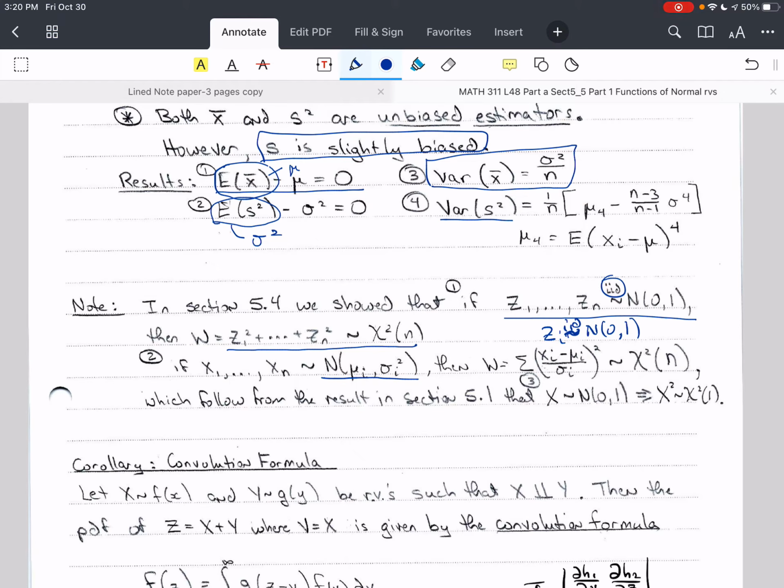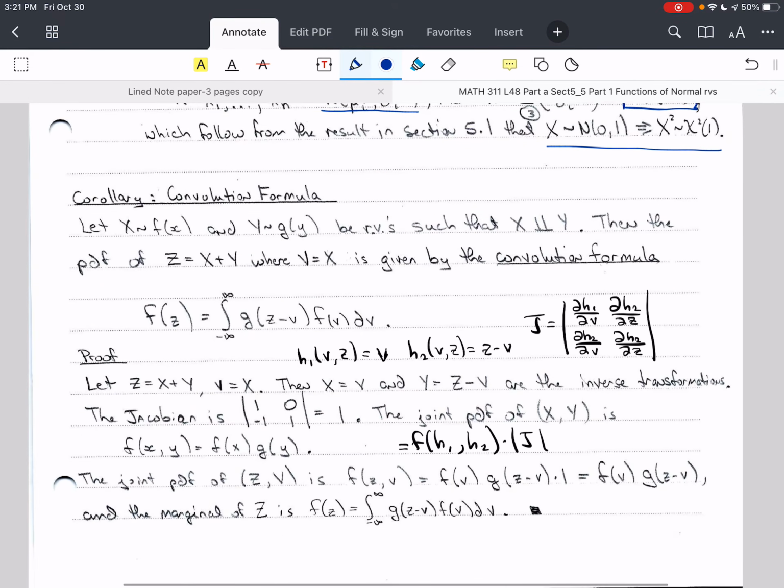Okay, so then using the result from here, the sum of these transformed (Xi minus mu i over sigma i) squared, the sum of those is again a chi-squared with n degrees of freedom. Okay, just like it was here. And then these were based on the fact that we had used the transformation theorem in 5.1 to show that if X is normally distributed with mean 0, variance 1, or a standard normal, then X squared has a chi-squared distribution with 1 degree of freedom.